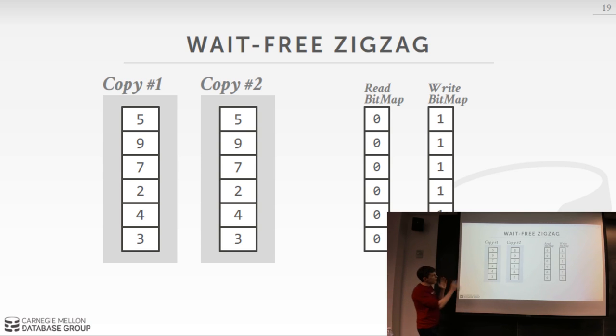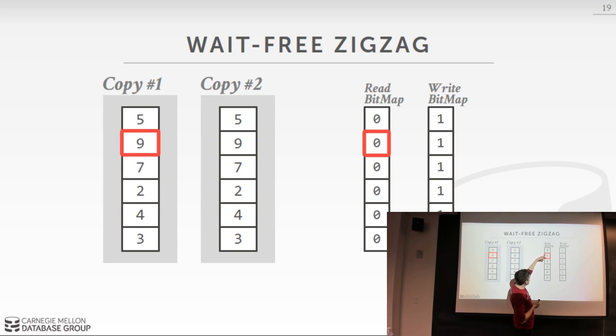All right, so say we have two copies of the database, and then we have our two bitmaps. For this example, I'm just showing you these vectors of single digits for simplicity reasons. But again, think of these as tuples, multi-attribute tuples. For our purposes, it can just be single numbers. So the first thing we see is that we have our read bitmap and our write bitmap, and the offset in this corresponds to an offset in the fixed length data arrays for the actual tuples.